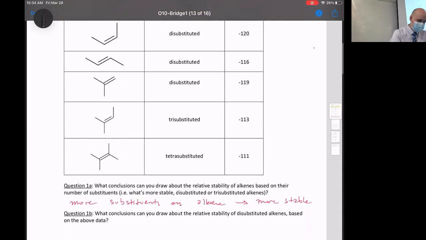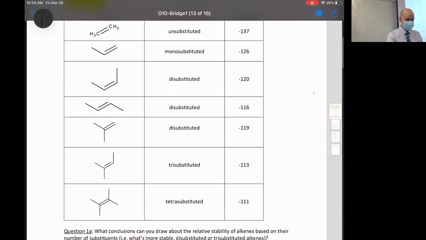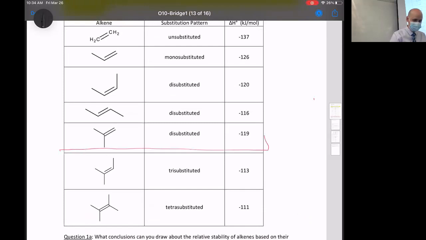All right, the second question I was asking you to compare the relative stability of the disubstituted. So just focusing on these disubstituted alkenes right here, comparing them relative to each other, what conclusions can we draw about the stability of these different disubstituted alkenes? Which one's the most stable of the disubstituted alkenes? Yeah, the one right here in the middle. So how would we classify this substitution pattern versus this one? Yeah, exactly. So this is technically E, or trans, where the substituents are farther apart.